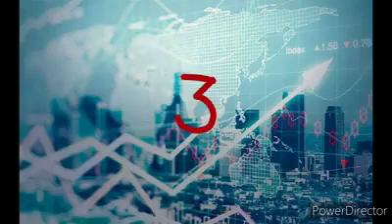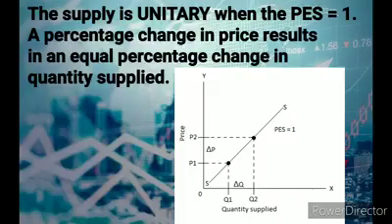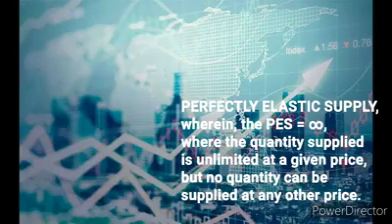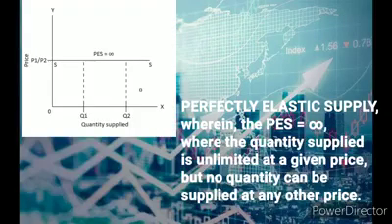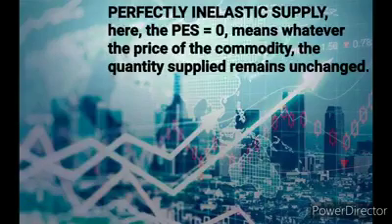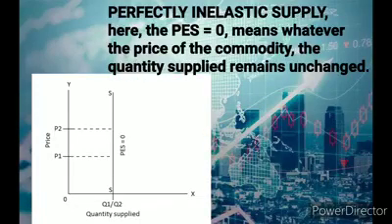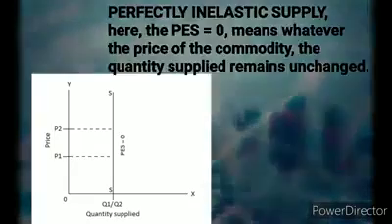Number 3. The supply is unitary when the PES is equal to 1. A percentage change in price results in an equal percentage change in quantity supplied. Number 4. Perfectly elastic supply, wherein the PES is infinite, where the quantity supplied is unlimited at a given price, but no quantity can be supplied at any other price. Number 5. Lastly, perfectly inelastic supply. Here, the PES is 0, meaning whatever the price of the commodity, the quantity supplied remains unchanged.